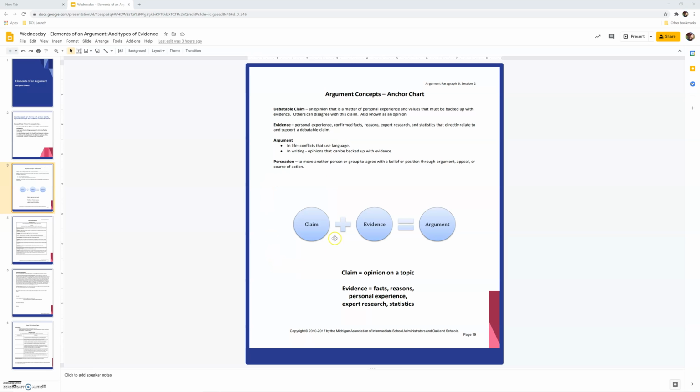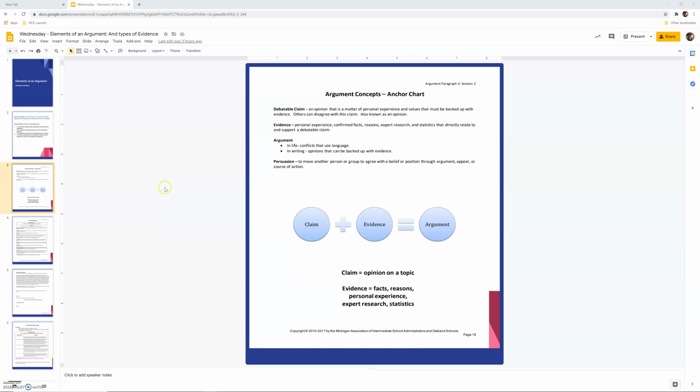Below that definition, you'll see this nice little graphic that shows the two things that make an argument, which is a claim. Remember, another name for a claim is your opinion, and that evidence. The evidence, that stuff that proves why your opinion is correct. And when you have those things together, you have created an argument.